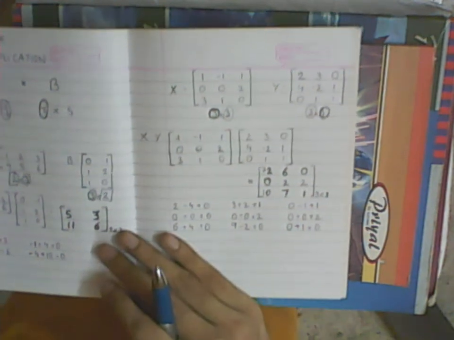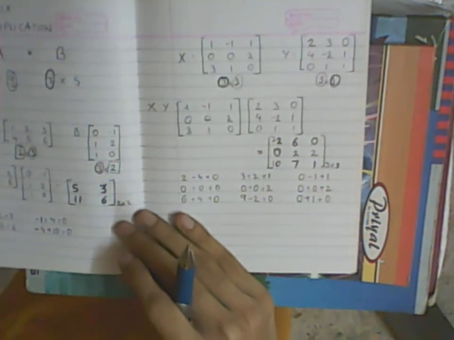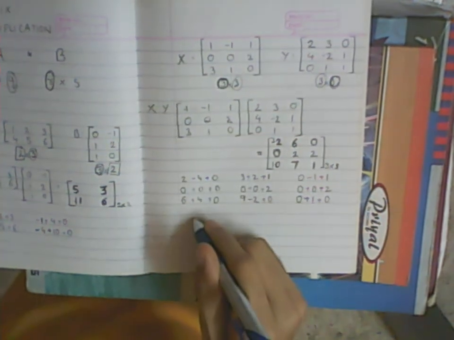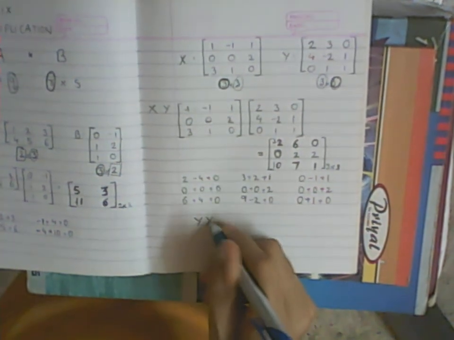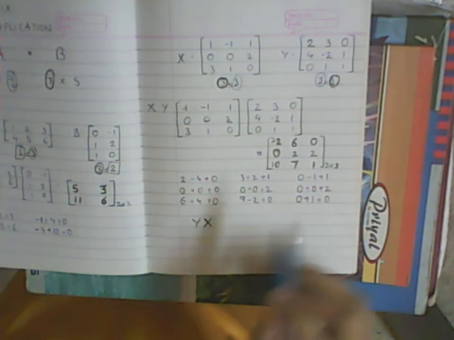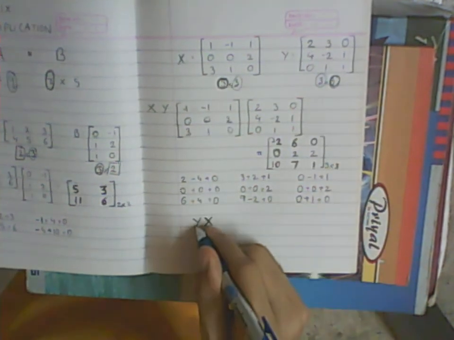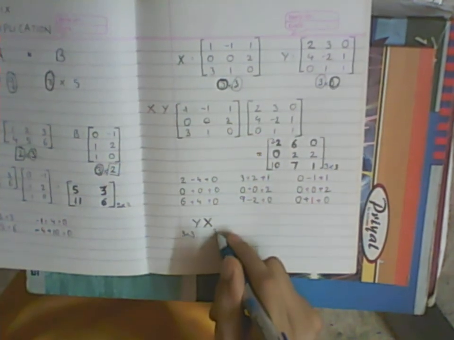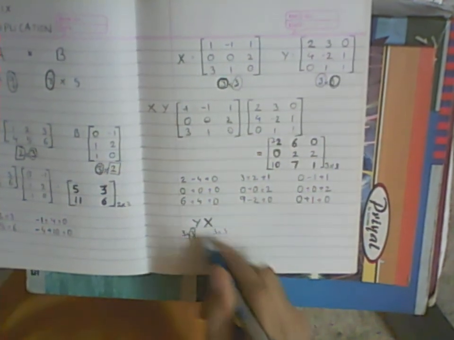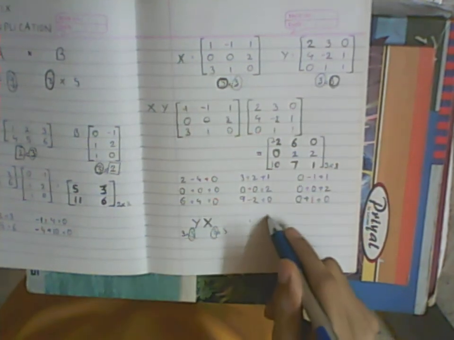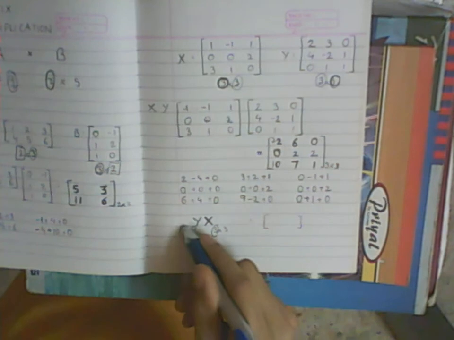And before ending this video, one thing I would suggest is for this example, I want you to find what y into x is as well. First of all, is this well defined? Yes, this is well defined because y is a 3 by 3 matrix, and x is a 3 by 3 matrix. So the number of columns here is equal to the number of rows, and the resultant will again be a 3 by 3 matrix because it is the outer dimensions.